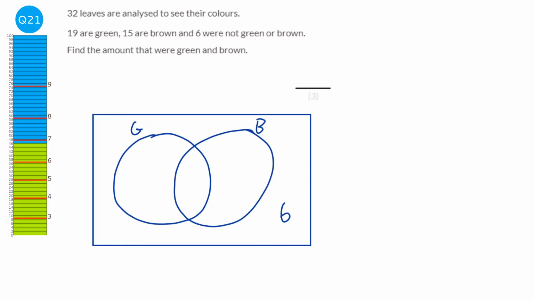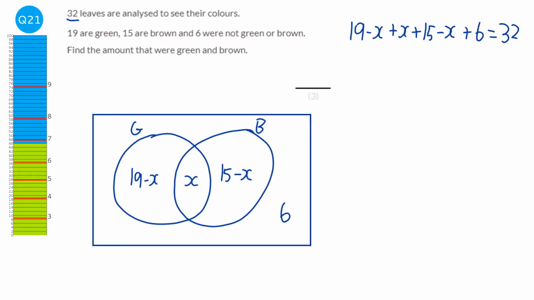So what we can do is label the center X, and we can say that there are 19 take away X just green, because they could have been both green and brown. And for the brown we can do the same, so it'd be 15 minus X. And for the next step, we know that all of them together add up to 32, because it says in the question. So we're going to add all of these, the 19 minus X, the 15 minus X, and the 6 together, and we know that equals 32.